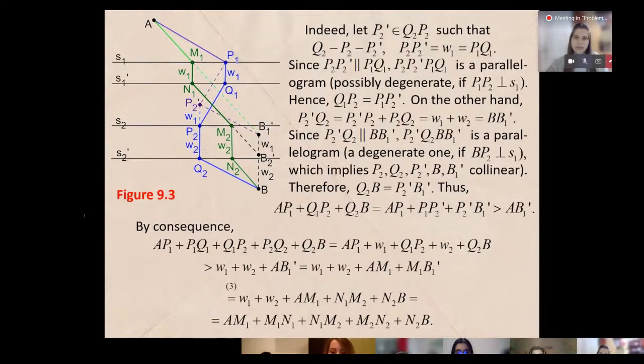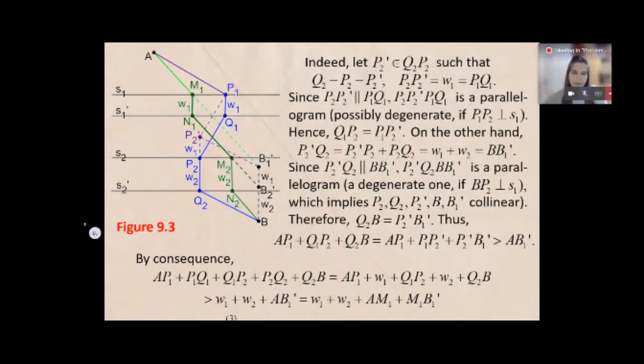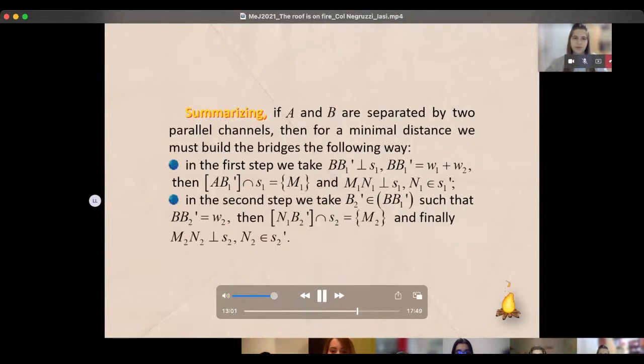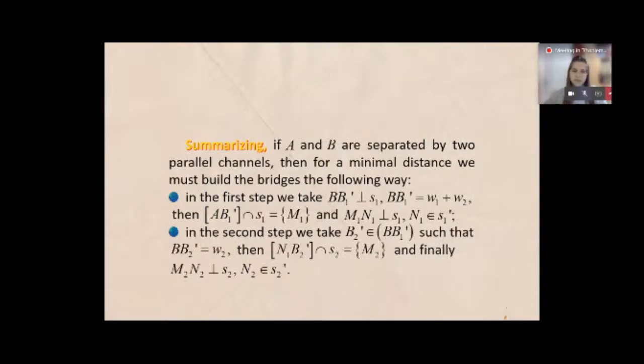Indeed, let P2 prime on Q2P2 behind P2 such that P2P2 prime equals W1. Since P2P2 prime P1Q1 and P2 prime Q2BB1 prime are parallelograms, we have this relation. And the lilac broken line is longer than the straight line AB1 prime. By consequence, the optimal path is the green one. And here we summarize the way to build the two optimal bridges.